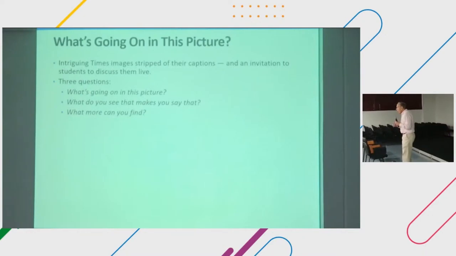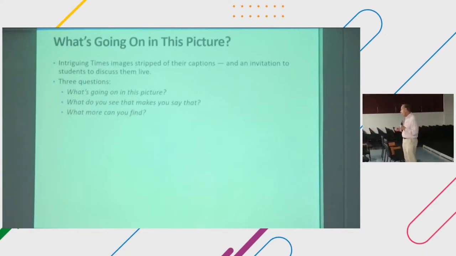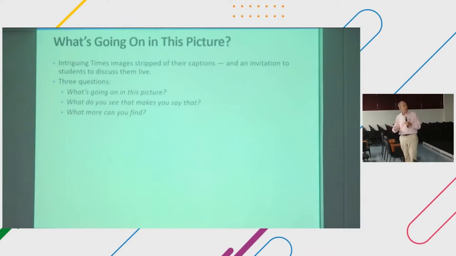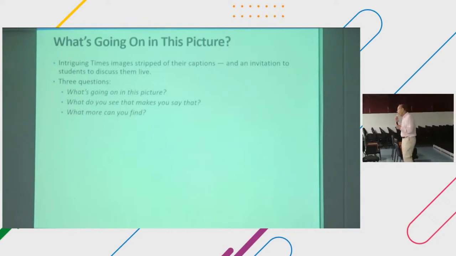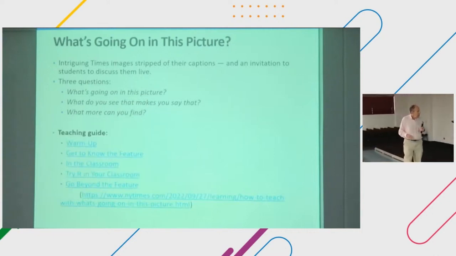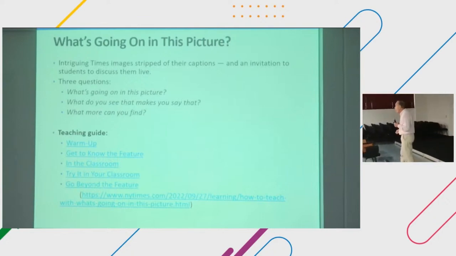This site wasn't intended to be an ESL site, though they do mention ESL students. But I'm thinking about what's going on, and the types of verbs and descriptive language we're using. But suddenly, question number two, what makes you think so? I believe the purpose of the Times site is to get kids to think about pictures, visual literacy, we might call it. But I'm thinking the types of language you need to tell why is different than what do you see. And then what more can you find? There's a whole bunch of teaching guides. They have warm-ups, get to know the feature in the classroom, try it in your classroom, go beyond this feature. And you should have that web address on the handout.